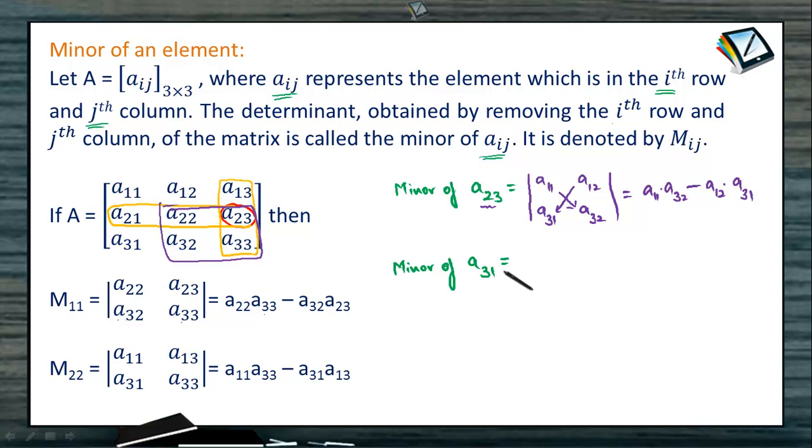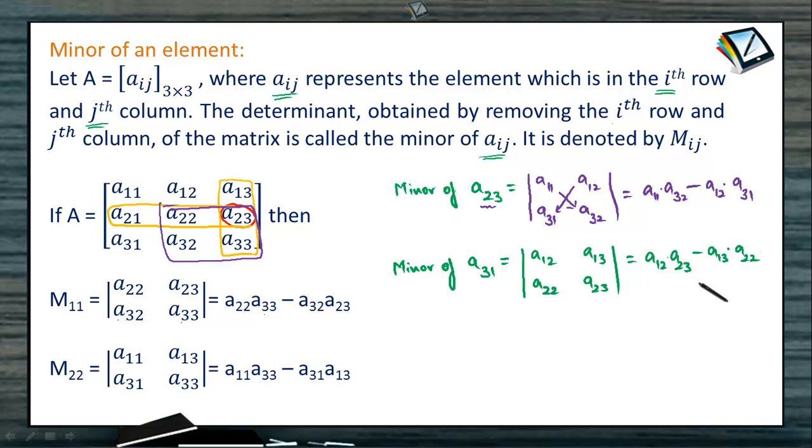When we want to write the minor of A31, this is an element present at the third row and the first column. That means we are supposed to remove the third row and the first column. Then what is the determinant that remains? After removing the third row and the first column, you are left with a 2 by 2 determinant: A12, A13, A22, A23, right? And how will be the determinant of this? It would be the cross product, A12 into A23 minus A13 into A22.